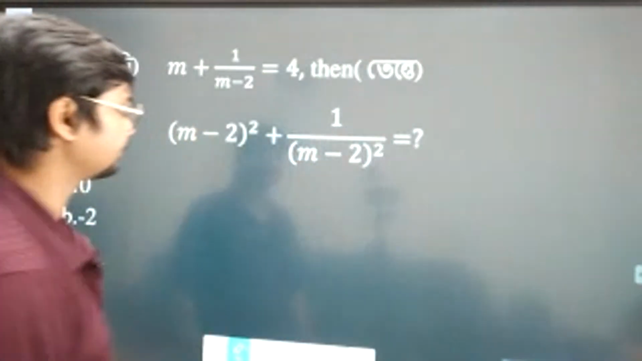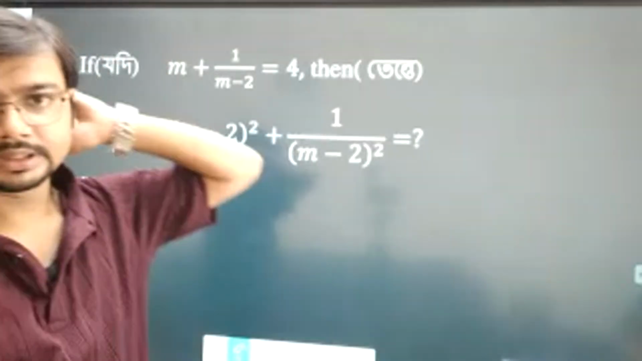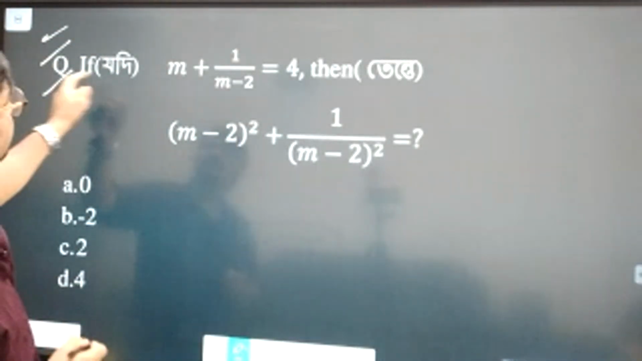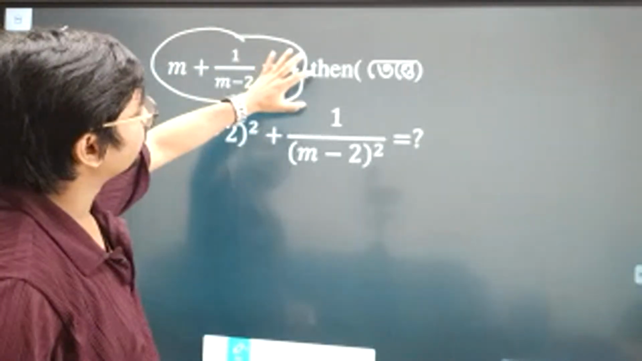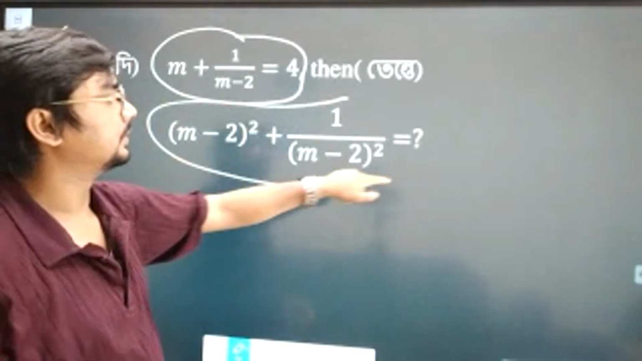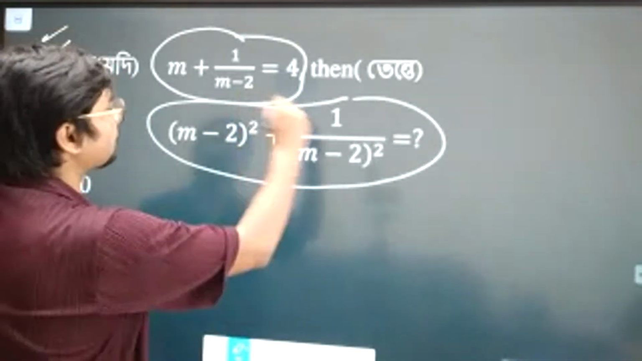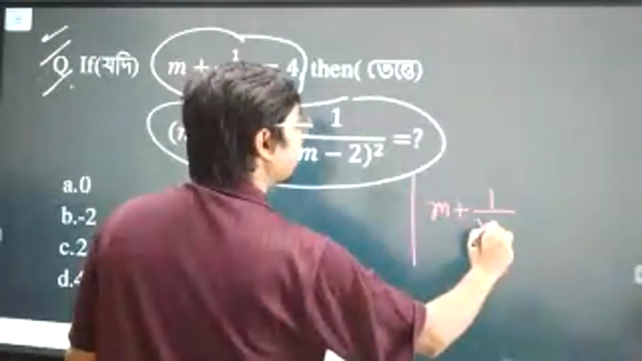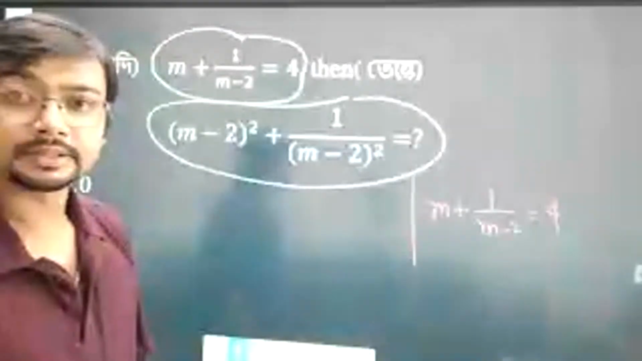You see the question here. This is the question. If m plus 1 upon m minus 2 equals 4, then what is the value of this one? Here you see, they provide m plus 1 upon m minus 2 equals 4. This is what they provide, right?